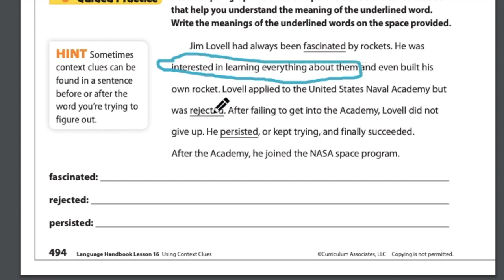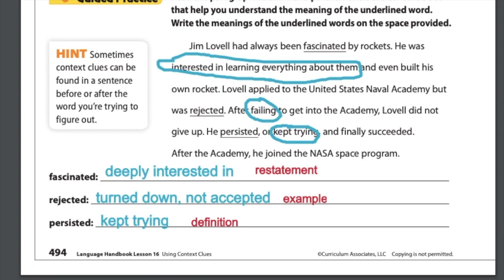Next one, we have rejected. He applied to the academy but was rejected after failing to get into the academy. So he failed to get into it. He persisted or kept trying. Well, whenever we have that "or" right after, it almost always is giving us the information we need. So if you'd like to pause here and finish writing what you think they mean, I'm going to add it to mine. As you can see, I've written down some possible definitions for fascinated, rejected, and persisted.